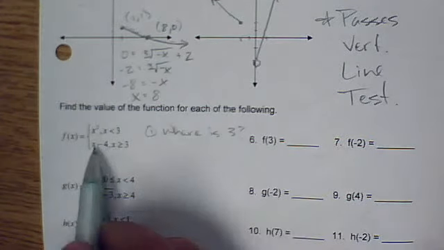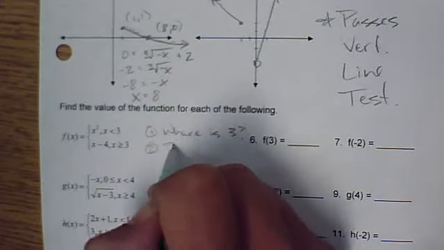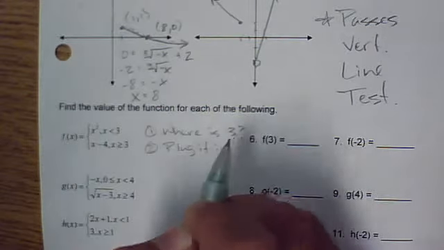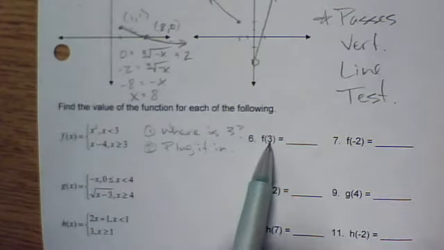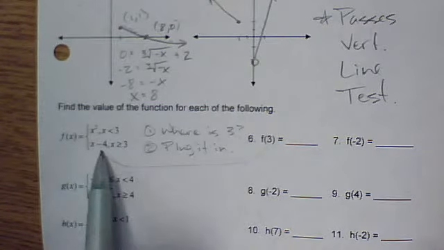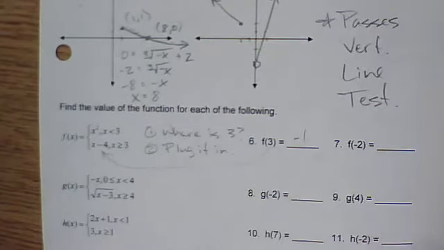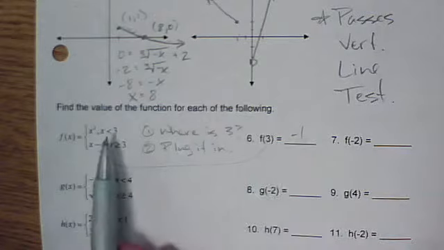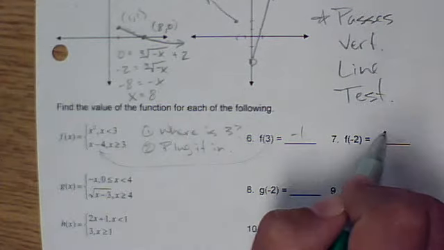And once you figure out which function to plug it into, then you just make sure that you plug it into the correct function. So here I'll plug 3 into the second function because it falls on that domain, and I get a -1. F of -2 is less than 3, so that one I use this function and I get a +4.